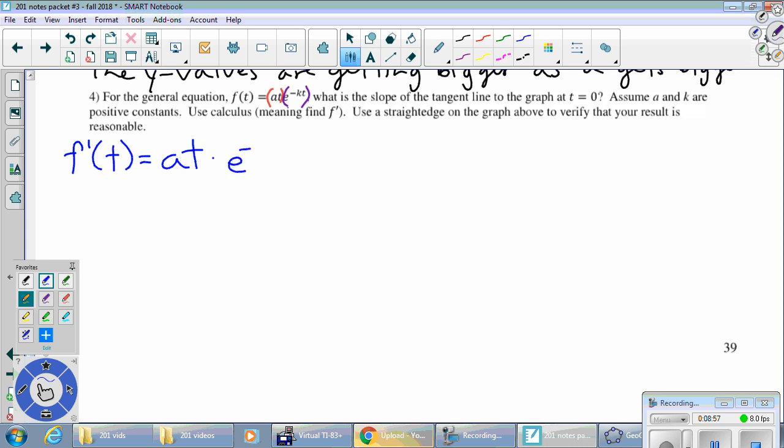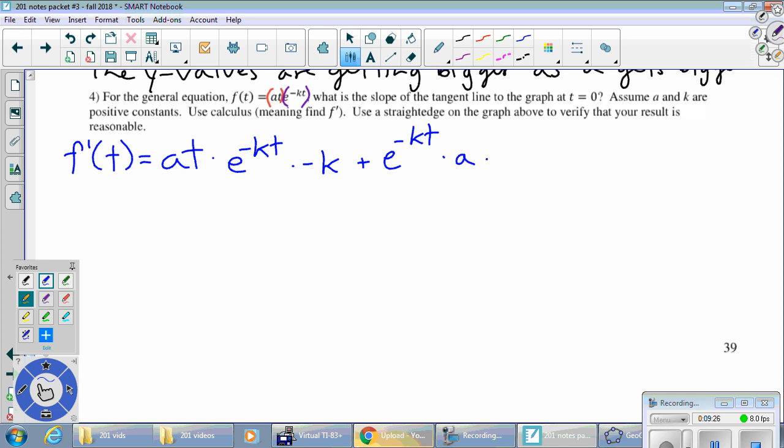E to the stuff becomes e to the stuff times the derivative of the stuff. The derivative of negative kt, t is the variable, k is a constant, is just the coefficient of t, which is negative k, plus second, copy e to the negative kt, times derivative of the first. Derivative of at is just the coefficient of t, which is a. So this derivative is fine. You can leave it right here for this problem, but I know we're going to do some more work with this derivative on the next page.